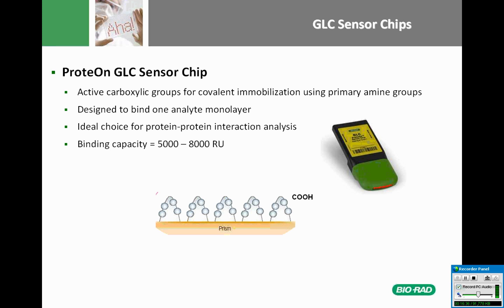So what chips are currently available? Currently we provide 4 different functional chips, plus 2 other chips that are used for maintenance and for cleaning the instrument. The first chip is what we call GLC, or General Layer Compact. It contains carboxylic groups to immobilize your ligand using amine coupling, which we will describe a little later. This chip is mostly suitable for protein-protein interaction, or more specifically, when the analyte is big enough.